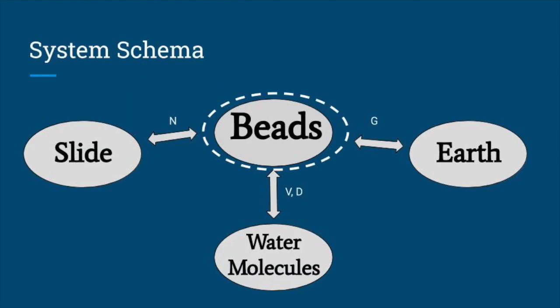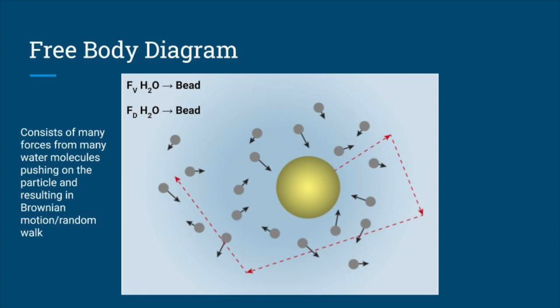In our system scheme, the slide of the microscope exerts a normal force on the beads, the earth exerts a gravitational force on the beads, and there's a viscous force and drag force between the water molecules and beads. Our free body diagram consists of many forces from many water molecules pushing on the particle, resulting in Brownian motion and random walk. This means that there are many viscous forces and many drag forces from various water molecules on the beads in various directions.